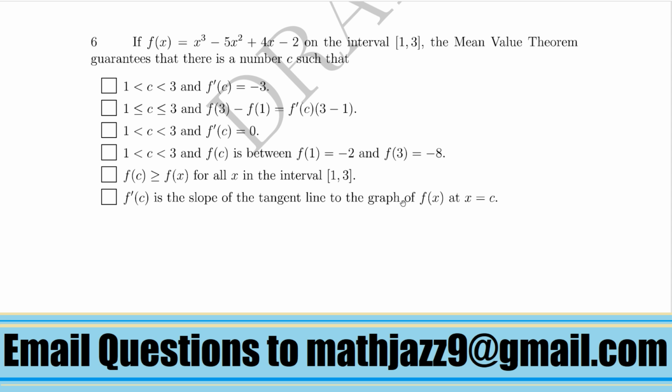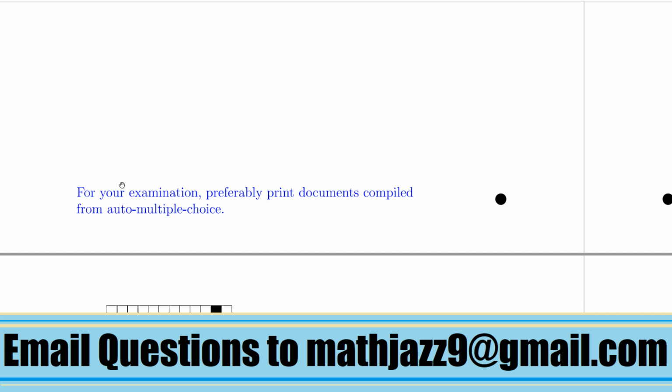And the last one is a true statement, but it's just the definition of derivative, which again has nothing to do with the mean value theorem. So some of these statements are true, but the one that's true and actually has something to do with the mean value theorem is the top one. So that'll be our answer for this. Let's move on to the next question.